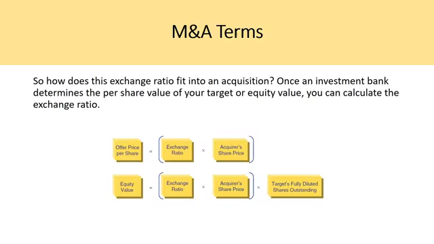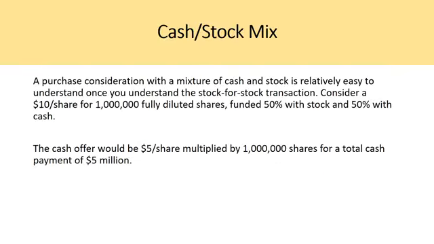Once an investment bank determines the per share value of the target or equity value, you can calculate the exchange ratio, right? So you can take your exchange ratio, it's the target's offer price divided by the acquirer's share price, and you multiply that, and you get your offer price per share. And so that can then be multiplied by the target's fully diluted shares outstanding to calculate the equity value or the value of the deal from an equity perspective. And then you can, of course, add the amount of debt and calculate the enterprise value as well.